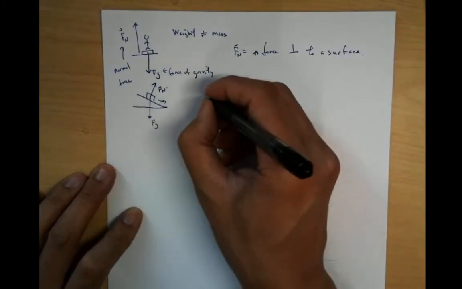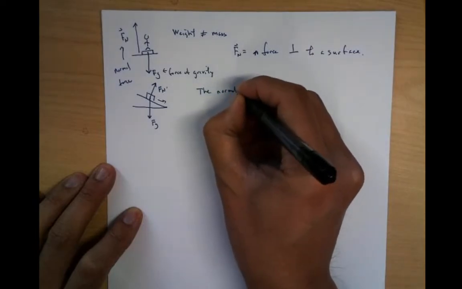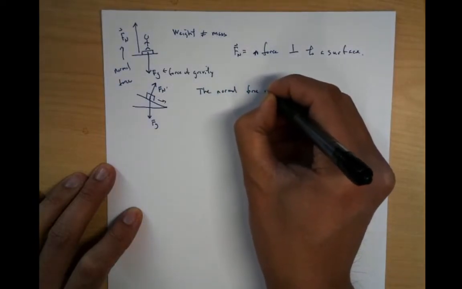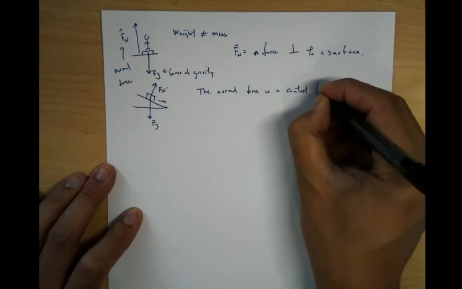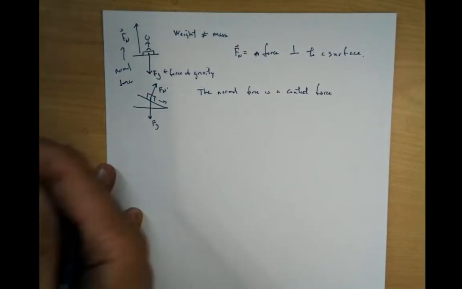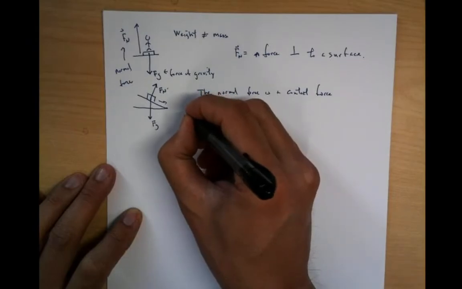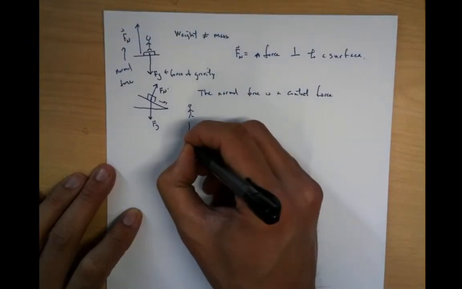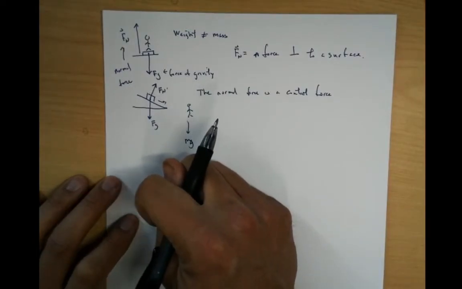Now, the normal force is a contact force, because you have to be in contact with it for it to act, right? If you're not on the surface, say you're floating through the air, for instance, you would just feel gravity. There's no normal force in this case pushing you back up.